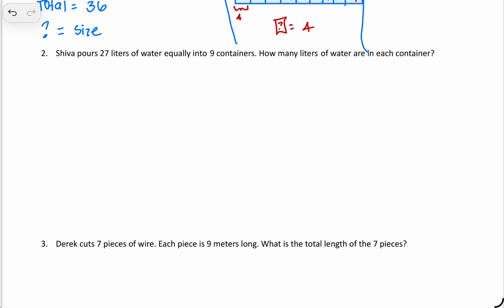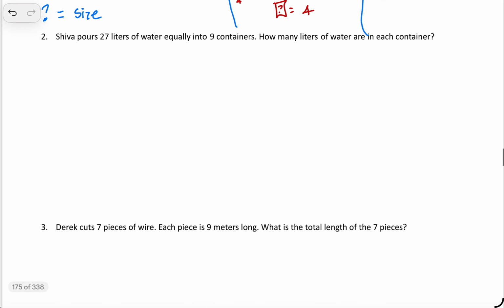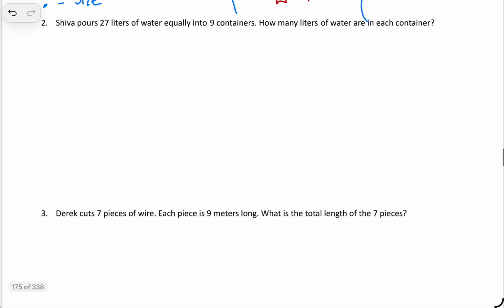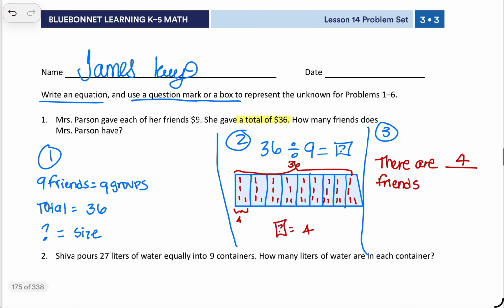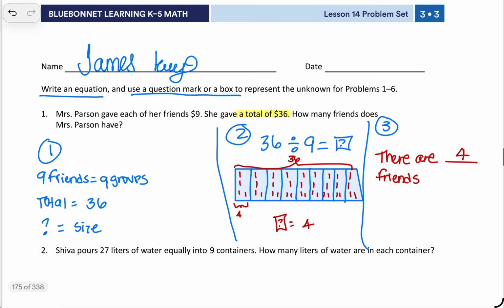Hello class, so today I'm going to show you how to solve division word problems in just 3 simple steps using the RDW strategy. The directions here of the Bluebonnet, this is Bluebonnet lesson 14 module 3. The instructions say to write an equation, use a question mark or a box to represent the unknown for problems 1 through 6. So as you can see, I've already done this in 3 simple steps for the first question.